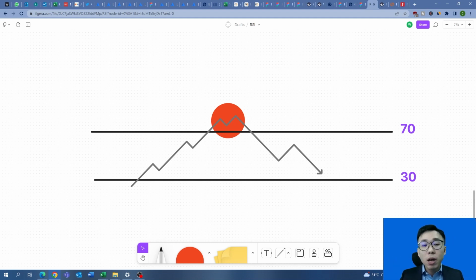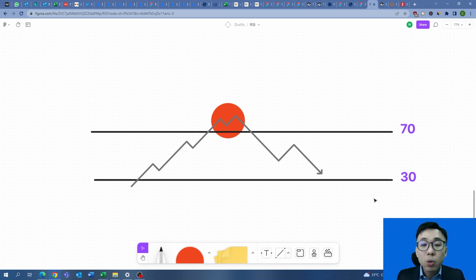So let's just imagine that this gray line here is the RSI line with 14 periods. Normally, the RSI line would oscillate between the levels of 30 and 70, and sometimes it might go into the overbought or oversold area, but it depends on the market volatility at the time and also its condition.